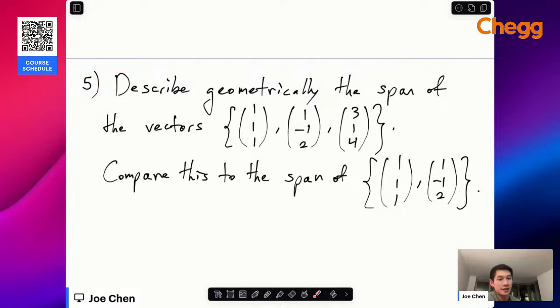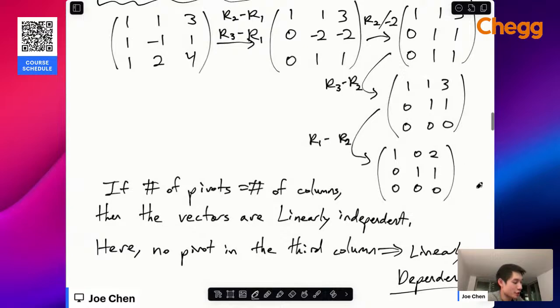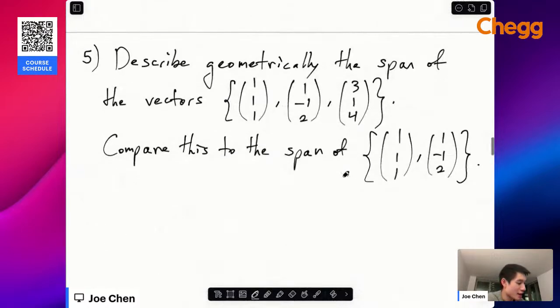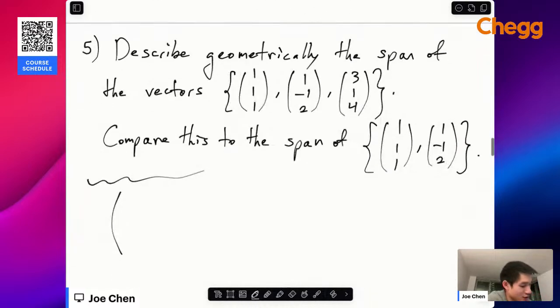Okay, I'll give you all a moment to think about this. As a hint, it would be useful to have this row reduced form. Actually, I'll copy that down here. So the row reduced form of the matrix with those three vectors. What was it? It is 1, 0, 2, 0, 1, 1, 0, 0, 0.